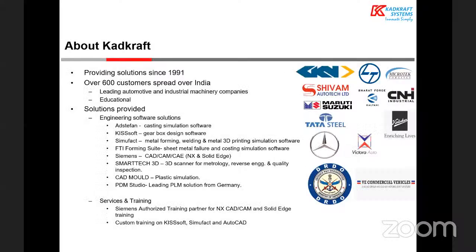Software powered by Hitachi. So it is a Japanese software. And next is Kisssoft, which is taken over by Gleason. So this is for gear manufacturing. We can say it is used to analyze the gear life, and if a gear fails, after how many days or how much time it failed.